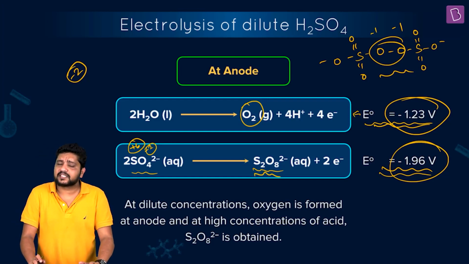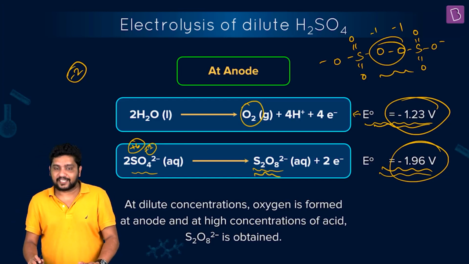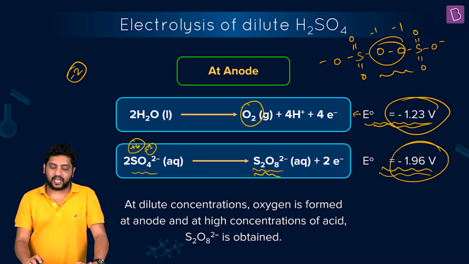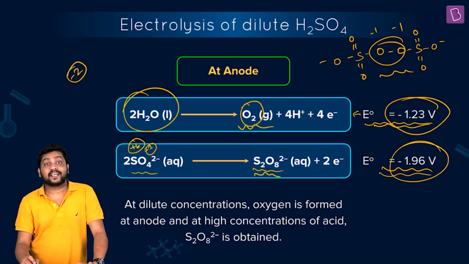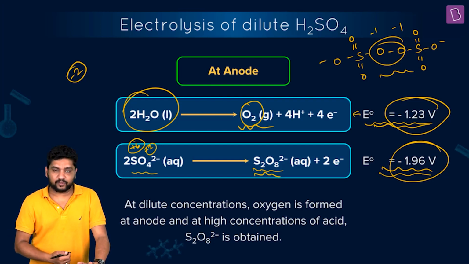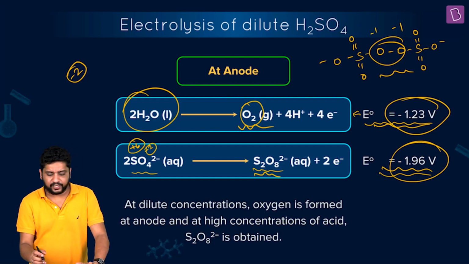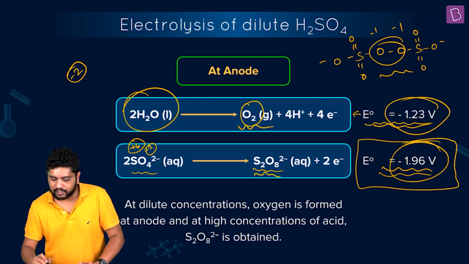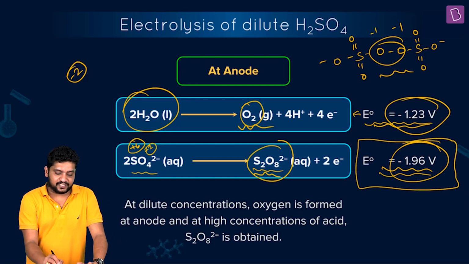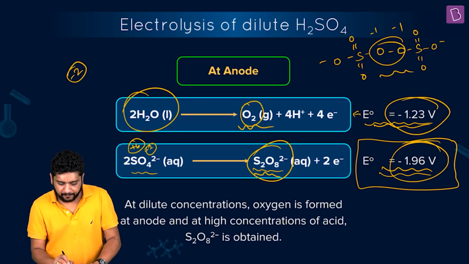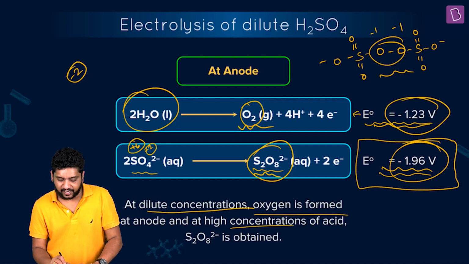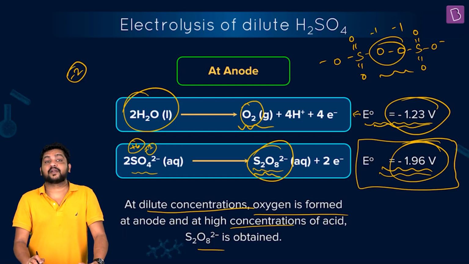Sulfate is in dilute concentration, right? So dilute sulfuric acid is what we had, so sulfate isn't in much high concentration. When you have dilute solution, H2O will be the one that gets oxidized and we will be getting oxygen. On the other hand, if I increase the concentration of sulfuric acid, it is possible that at some point in time, even though the oxidation potential is lower, this is the reaction that takes place predominantly because of the oversupply of sulfate ions. So at dilute concentrations, oxygen is formed at the anode, and at high concentrations of acid, H2O2 2- is obtained at the anode.